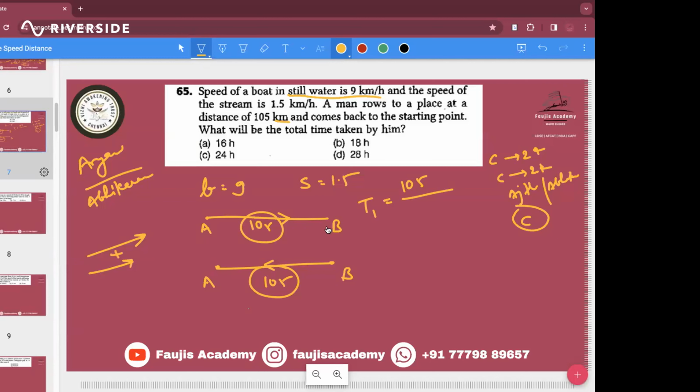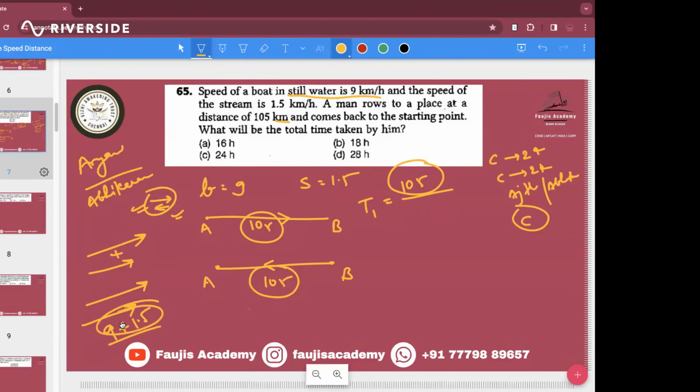Anybody any doubt? Will it be added or not? Harishri, I'm assuming we don't know at this point whether he is going or coming back. We can assume in any way, because your numerator will effectively remain the same. Let's just assume the chap is moving in this direction and the current's direction is also this direction. So the effective speed will be 9 plus 1.5.